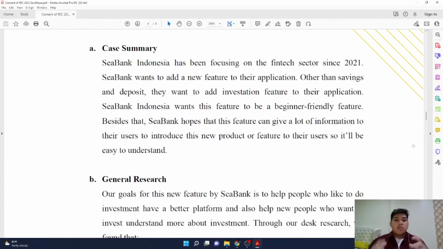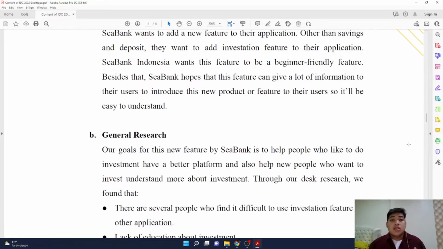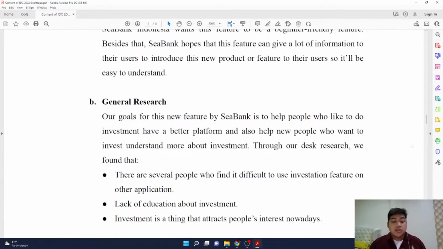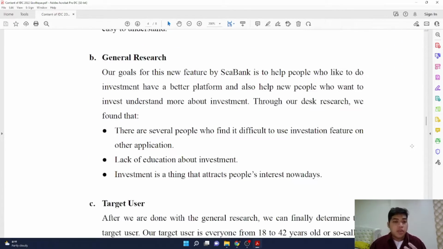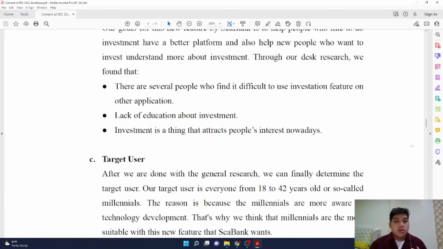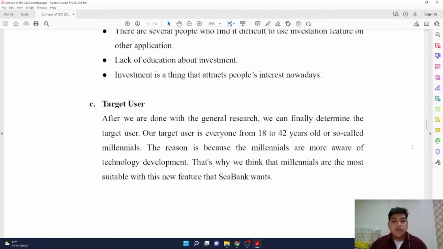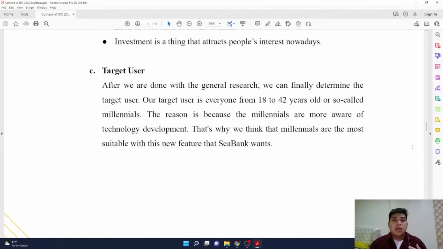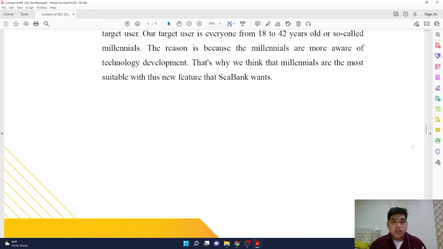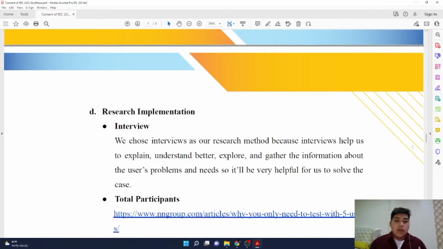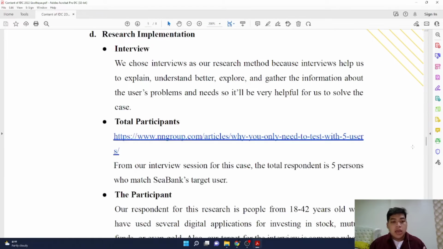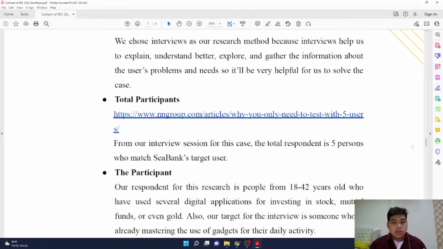So the case summary is that banks want to add new features to their application. And then the general results, we used desk research that we found, with three main points that you can find in our proposal. The target user is everyone from 18 to 42 years old who usually use their gadgets for their daily life. And then the research implementation, we used the interview method.